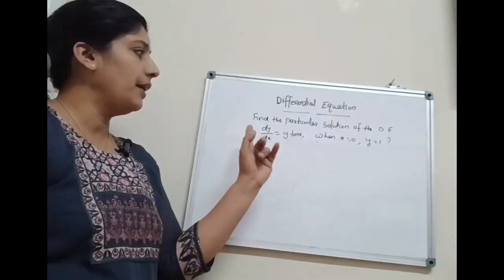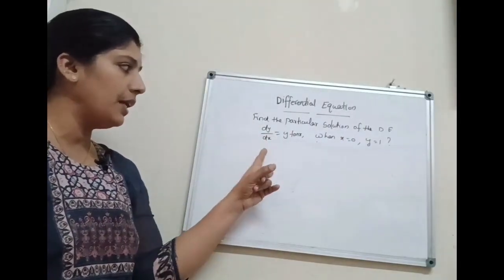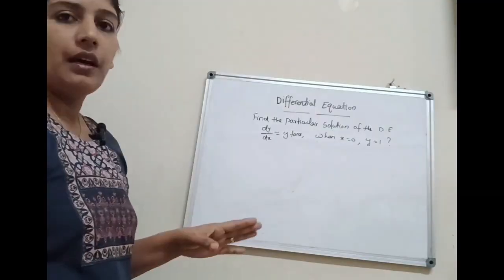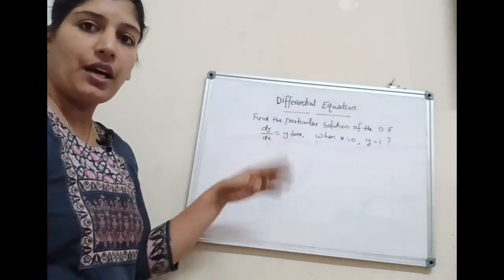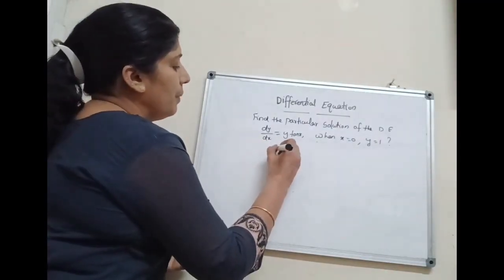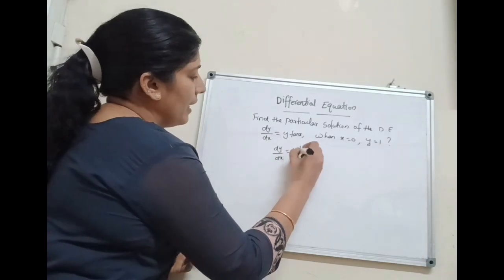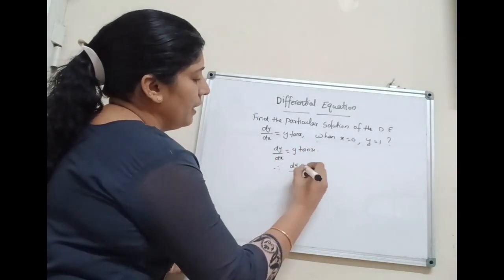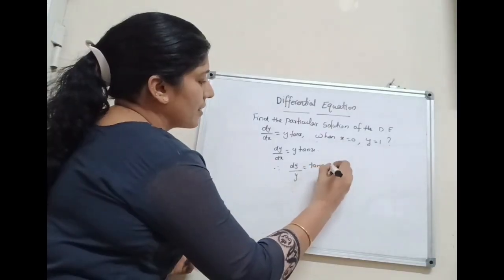This is the solution of the differential equation. Next question: find the particular solution of the differential equation dy by dx equals y tan x, when x equals 0, y equals 1. First, we write this differential equation in variable separable form. dy by dx equals y tan x. Therefore, dy by y equals tan x dx.